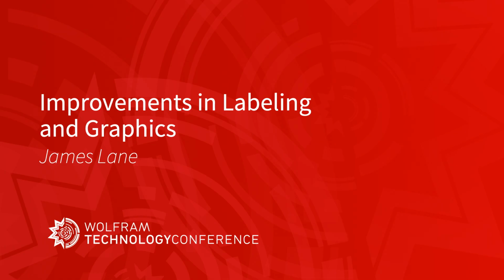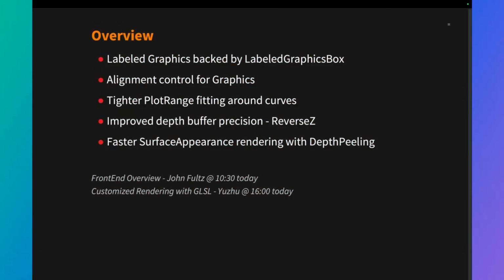I'm a front-end graphics developer, and welcome to this presentation on improvements that we've made to labeling and graphics. This is particularly for the front end. In particular, I'm going to be looking at improvements such as we've now made it so that Labeled typesets to LabeledGraphicsBox, and this provides better layout and resizability of these labeled graphics. We've added an alignment option to graphics. So when you've got extra space around graphics, it'll provide you control of how the graphic is spaced within that.